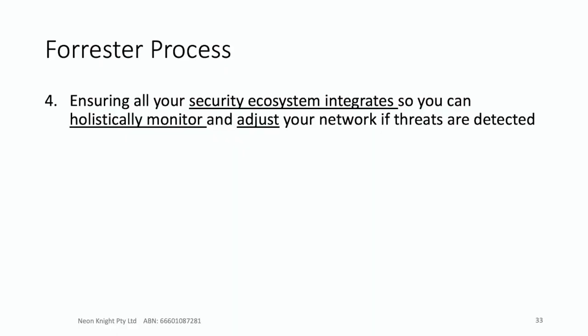I want to jump back to the original Forrester process and look at the final two steps at a high level. Ensuring all your security ecosystem integrates so you can holistically monitor and adjust your network if threats are detected. There are three key points in this statement. The solution should be seen as an ecosystem with integration between the elements. Each of these integration points can become an additional operational capability.